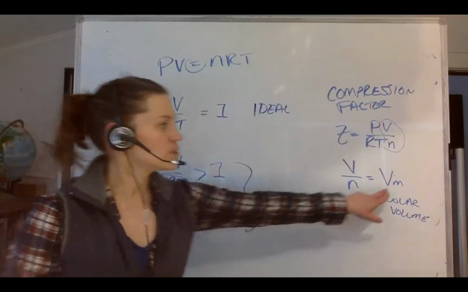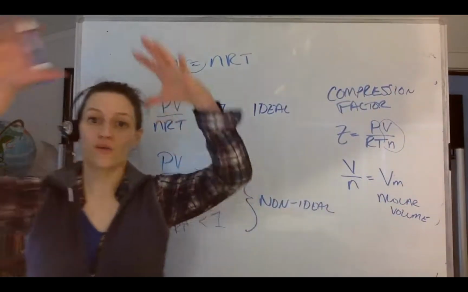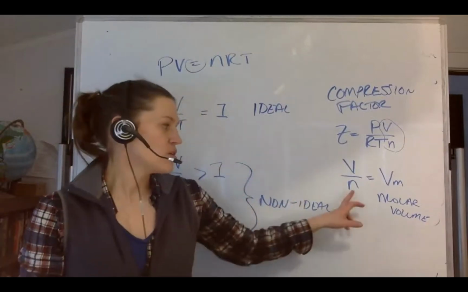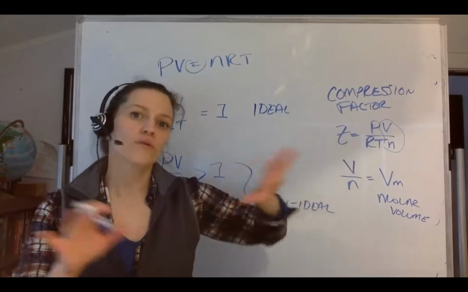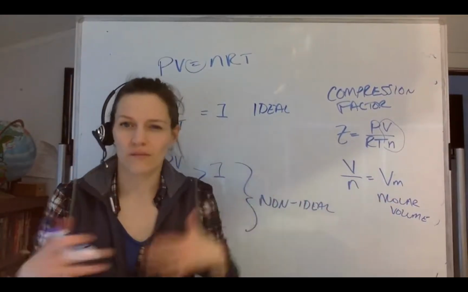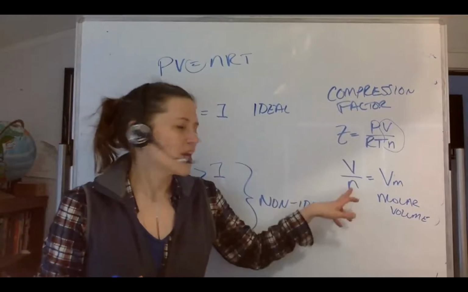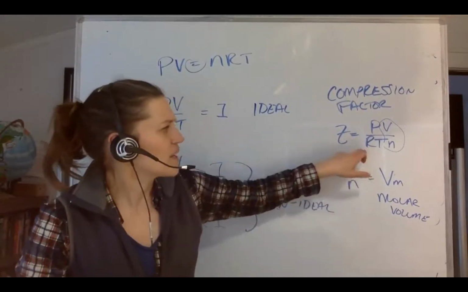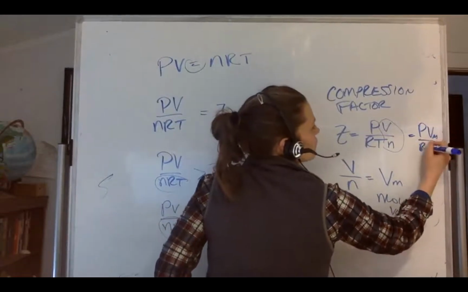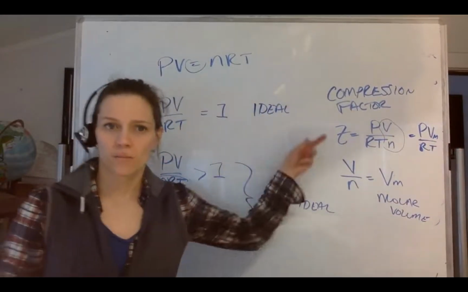Okay, so V sub M is known as our molar volume. So if I had 1 mole of a stuff, then what's its volume? That would be my molar volume. You'll see it several times throughout the course, V sub M will pop up most of the time because we don't really care how much stuff you have, so the n is kind of annoying. Anyway, this becomes PV_M over RT, the compression factor.